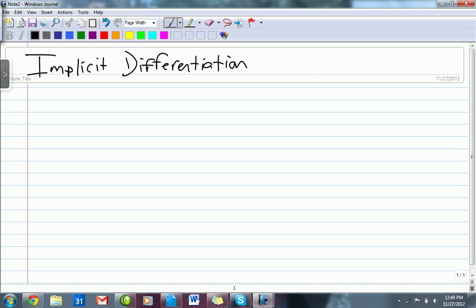Kiddos, in this video I'm going to introduce you to a notion called implicit differentiation. And to do so, we have to think about what a function is. Let's look at what an explicit function is, and then we can think about an implicitly defined relation. So an explicitly defined function basically looks like this.